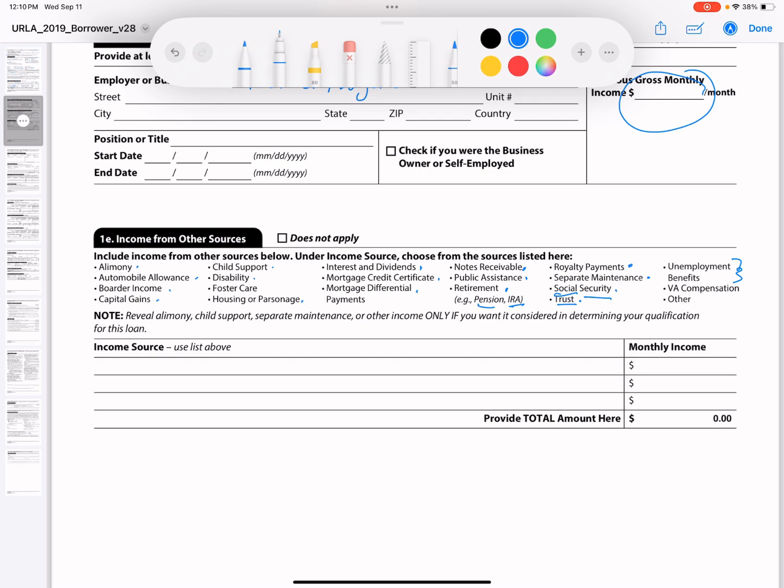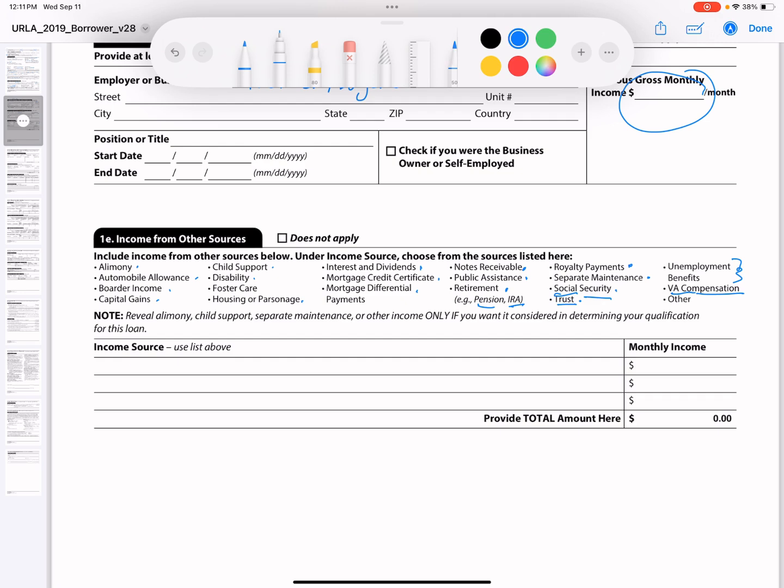So again, it's common sense, right? It's both about proving that you did receive that income and you will continue to receive that income. Both things have to be true. VA compensation is also very straightforward. Once you've demonstrated that you receive VA compensation, the majority of the time that compensation is assumed to continue indefinitely.